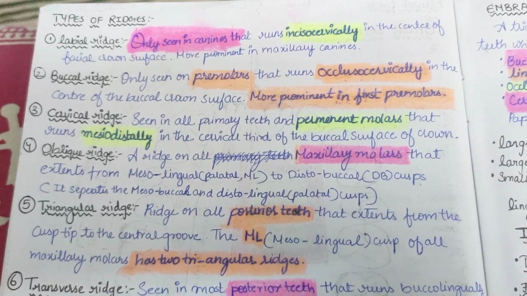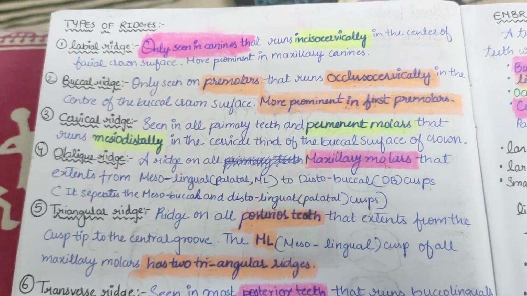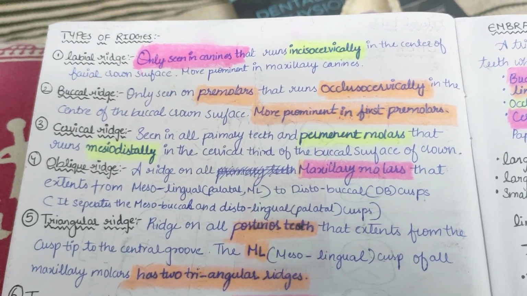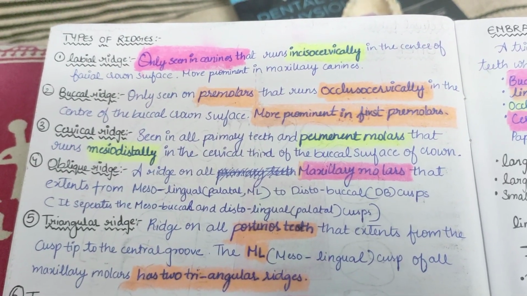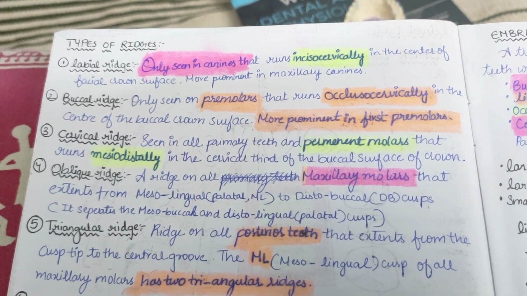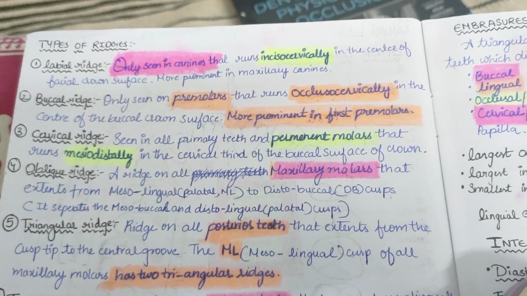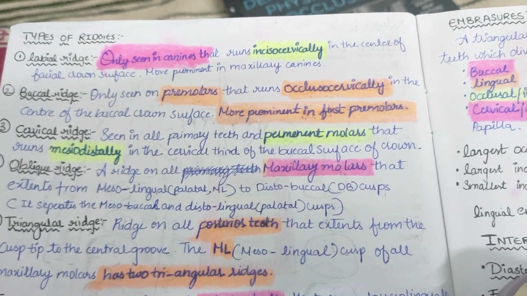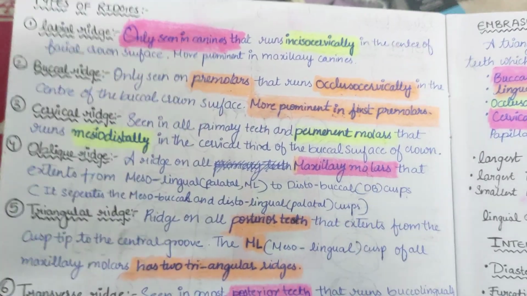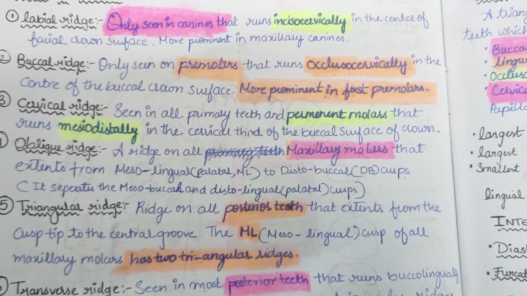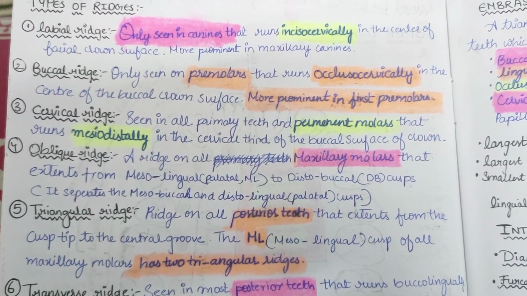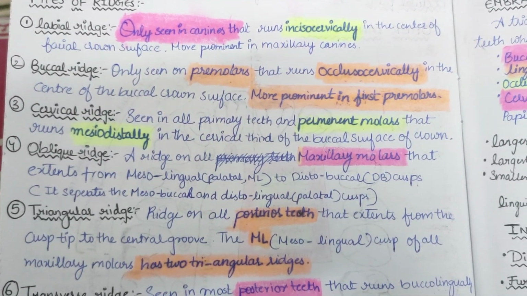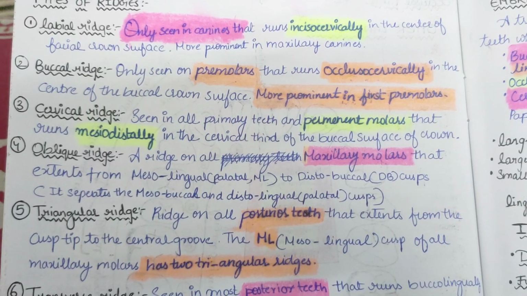Now the second type is the labial ridge. It is only seen in canines, and that runs inciso-cervically in the center of the facial crown surface, more prominent in maxillary canines. The cemento-enamel junction is also known as cervical. So inciso-cervically, here is the term used. Now the buccal ridge. It is only seen in premolars and that runs occluso-cervically in the center of the buccal crown surface, more prominent in first premolars.